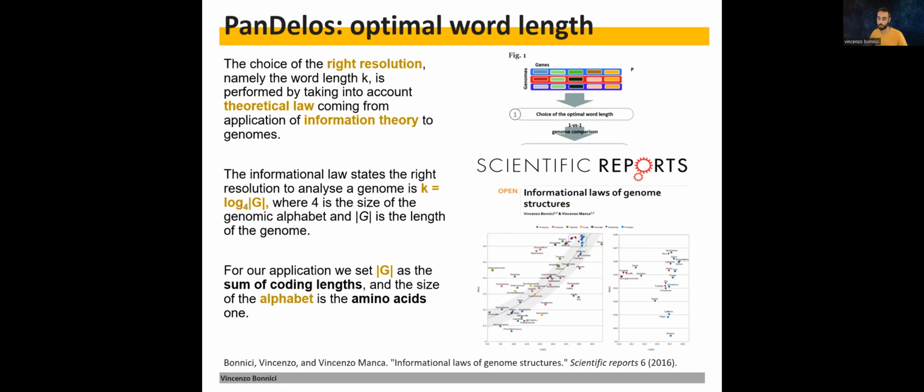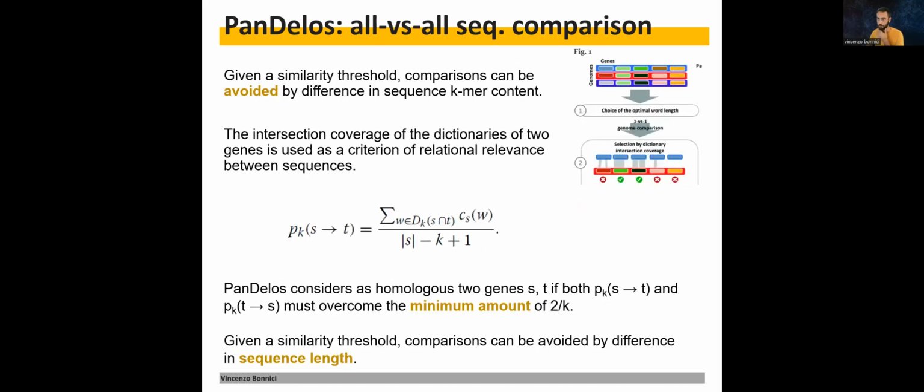Here we adapted this idea to a pangenomic study. So instead of having one genome, we have a set of genomes. As the length of the genomes, we take the complete length of the pangenome, so the sum of the length of the genes, and we calculate the logarithm base 4 of this length, and we take this value as the optimal word length, so as an optimal resolution for our analysis.